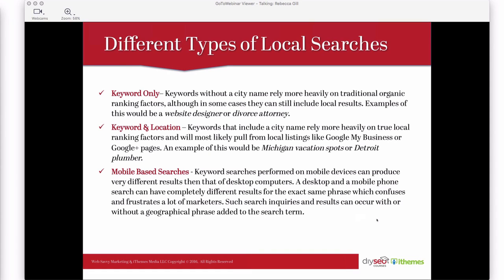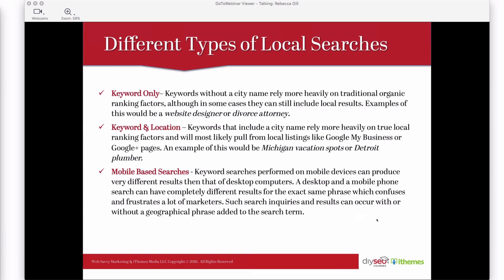So the next instance is when someone combines a phrase along with a geographical area. So for me, I'm in Michigan. The largest metropolitan area near me is Detroit, and so my examples would be Michigan vacation spots or Detroit plumber. So I'm combining both the generic keyword phrase with a location.